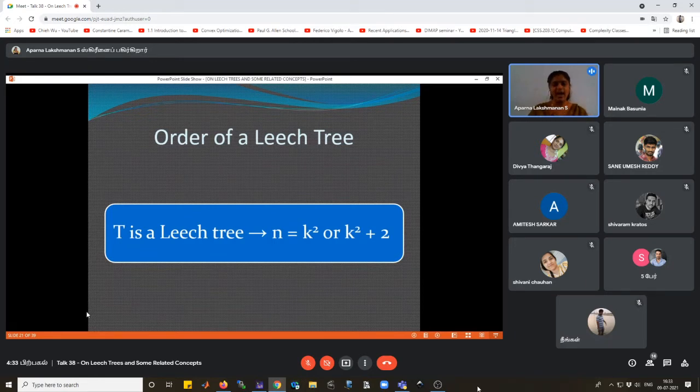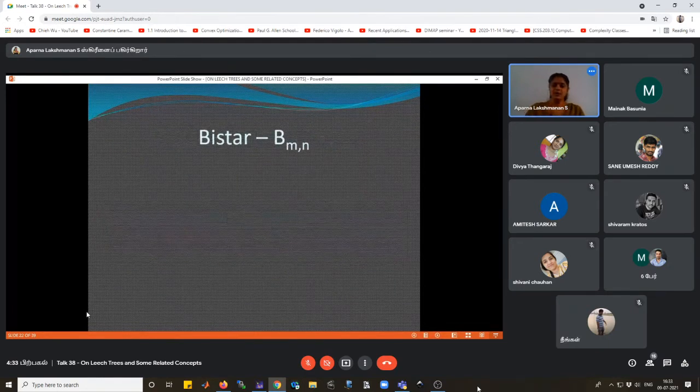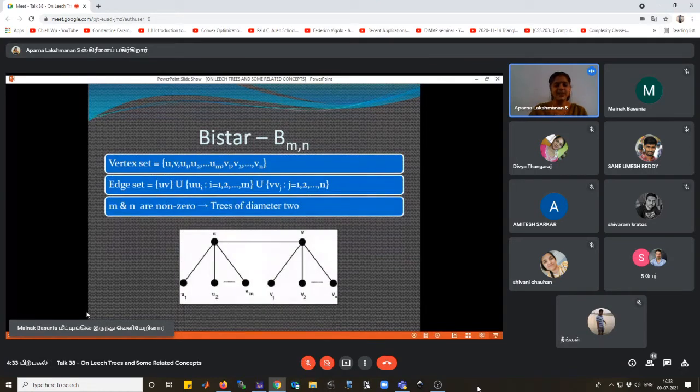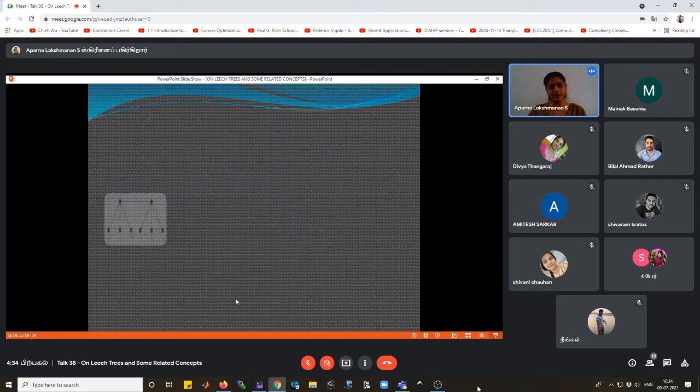The only thing that we have is P is a leech tree implies the order of P, that is N, is a perfect square or a perfect square plus 2. So then coming to bistars. Bistar means the trees of this form. Okay, there will be an edge UV, and U will be having a collection of pendant vertices, pendant edges, and from V also there will be a collection of pendant edges. We denote it by BMN, where M is the number of pendant vertices adjacent to U, and N is the number of pendant vertices adjacent to V. So such graphs are called bistars and denoted by BMN.